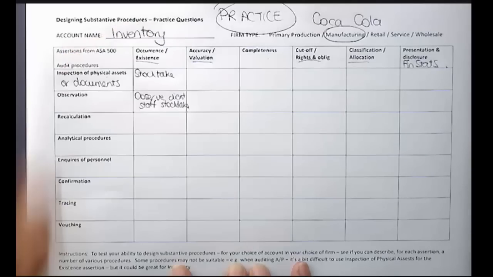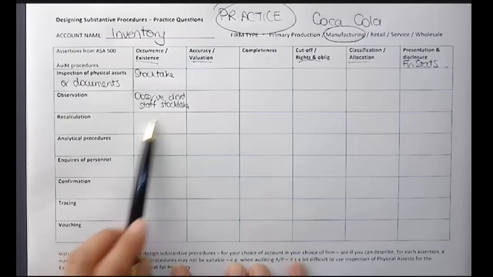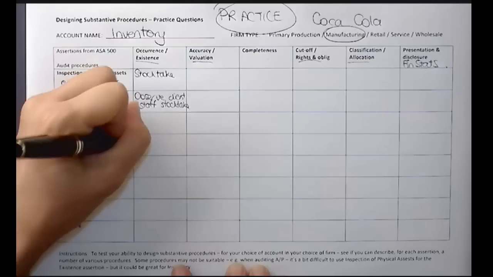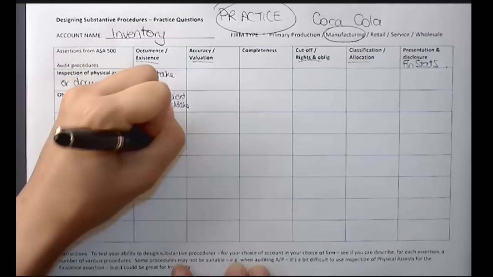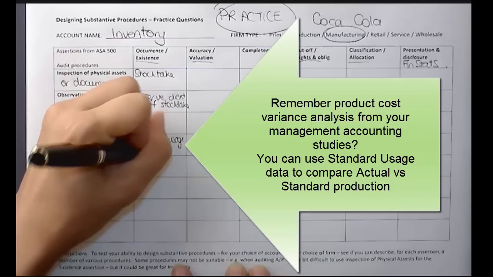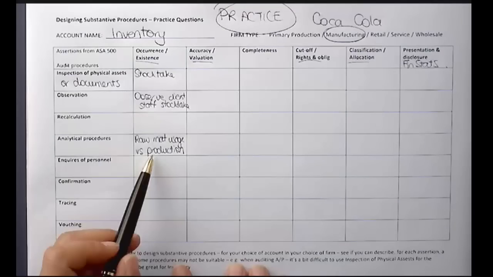I can't use recalculation. Recalculation is not really going to help me prove that inventory exists. I might use a rough analytical procedure based on management accounting information. So I could compare raw material usage versus our actual production. Alright, we know that our opening balance plus purchases of raw materials used should give us our closing balance. And we can compare the raw materials used to how much it says there should be produced, see if that makes sense. We could talk to personnel about any discrepancies we might find.